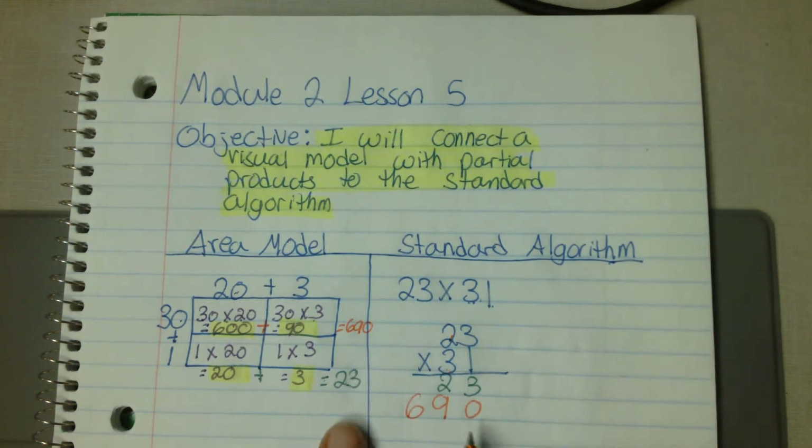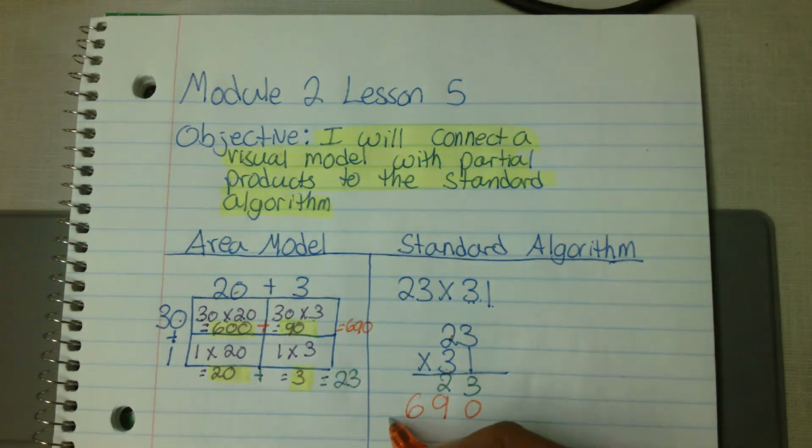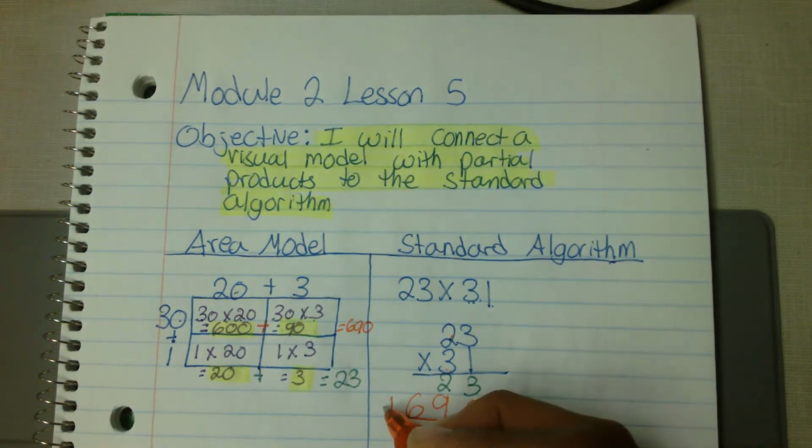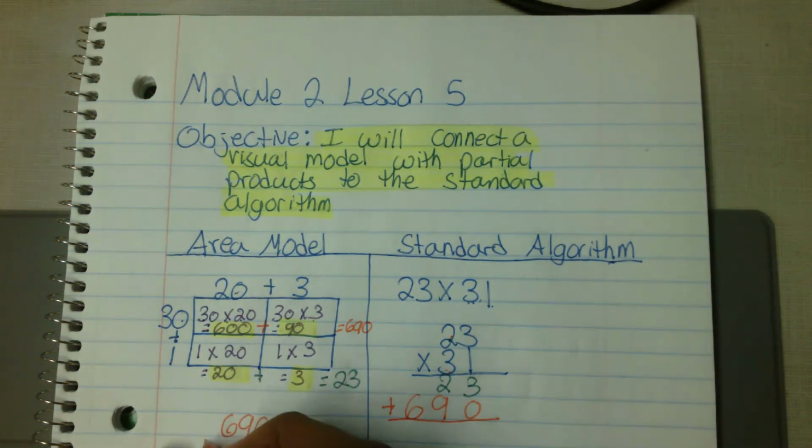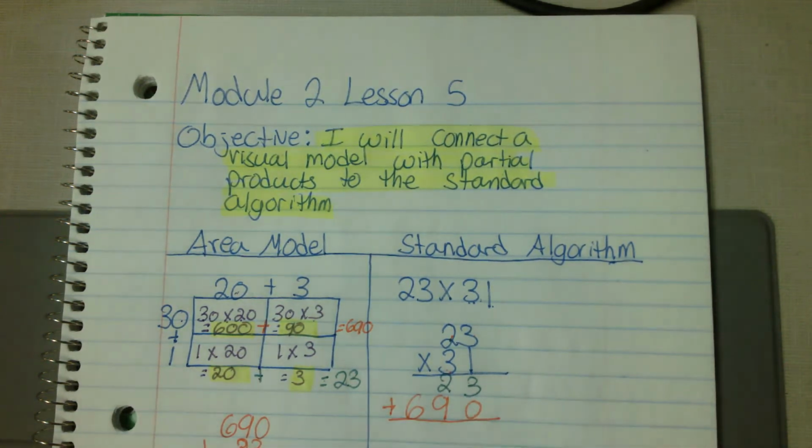So I should see these two together, right? In my standard algorithm, I should see my partial products. Then I know that I have to add these together. Same thing when you're done over here. You're going to take those and you're going to add those together to get your end answer.